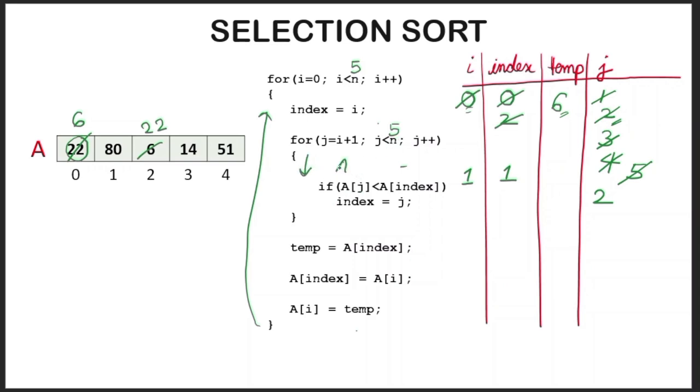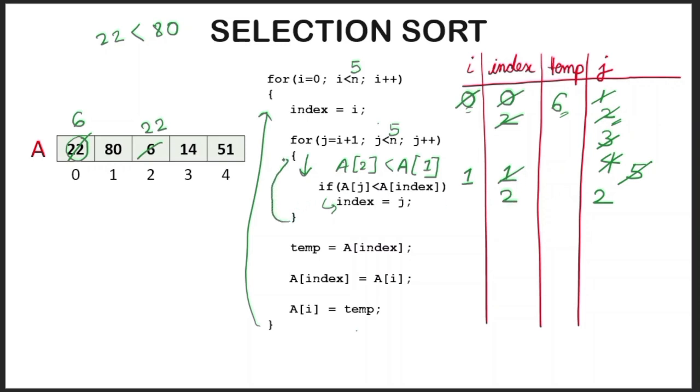If a of j, that is a of 2, is less than a of index, index is your 1. So we will see a of 2. What is a of 2? 22. Is it less than a of 1? That is 80. Yes, it is less. The condition is true. So index is equal to j. So what is the value of j? 2. So index becomes your now 2.